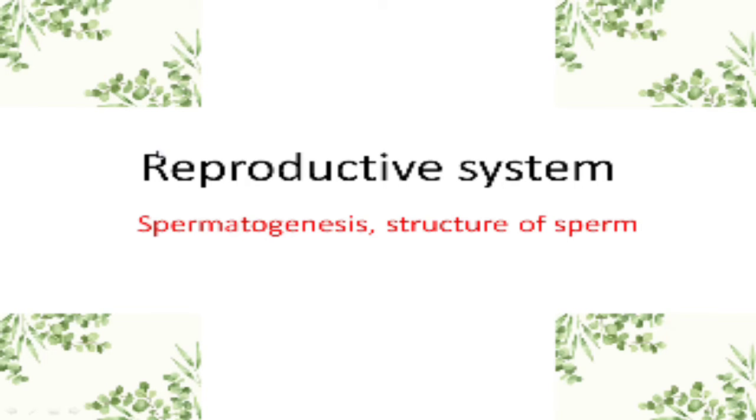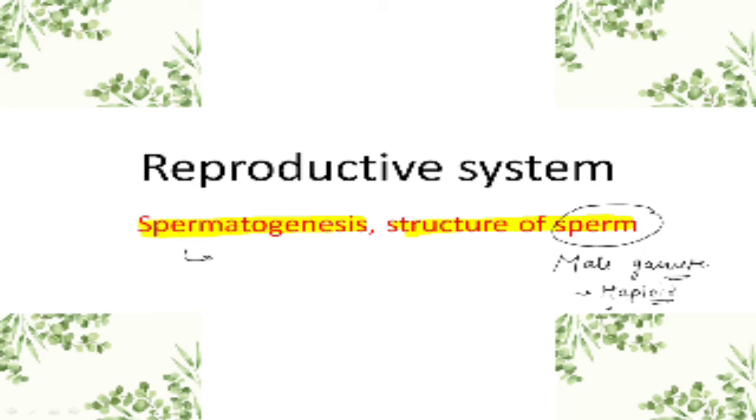Hi students, this video is in continuation of the chapter reproductive system. In the previous videos we have seen the reproductive system in male and female, and today we will discuss spermatogenesis along with the structure of sperm. Spermatogenesis is the formation of a sperm, which is the male gamete. It is the reproductive cell and is haploid in condition, where a single set of chromosomes is present.